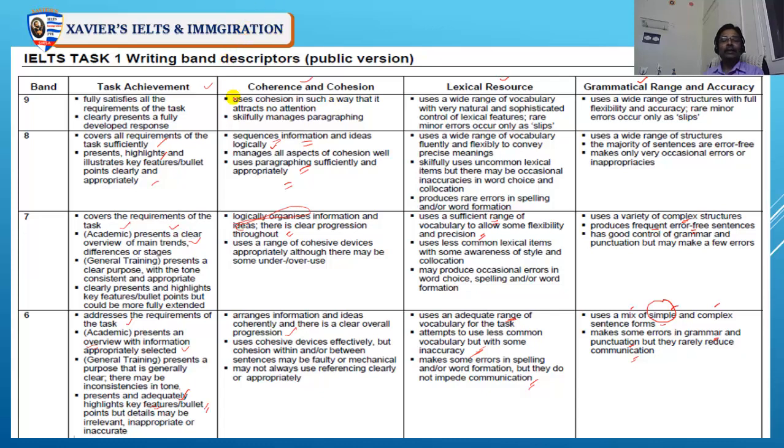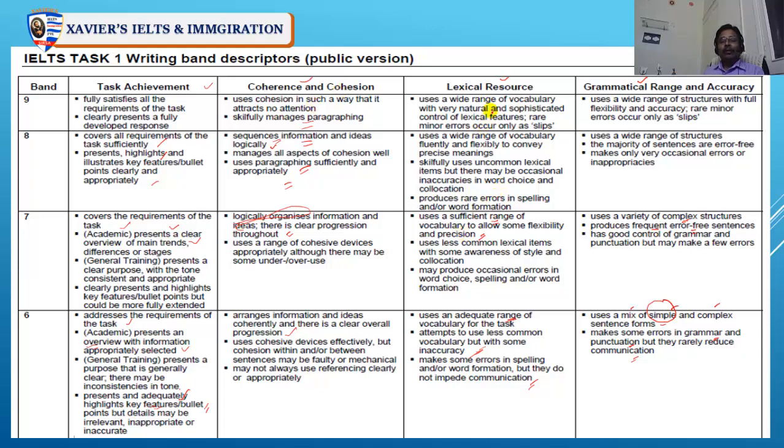And then in band 9, you see, skillfully manages paragraphs, right? It is not enough that you have written the accurate number of paragraphs but you fail to manage the paragraphs. Then again, that is not the right thing, right? So if you're managing those paragraphs, then you're getting a band 9 in coherence and cohesion, right?